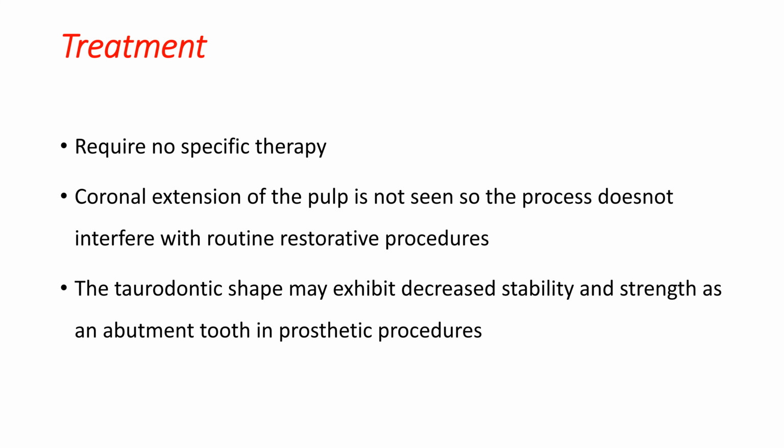If endodontic therapy is required, the shape of the pulp chamber frequently increases the difficulty of locating, instrumenting and obturating the pulp canals. So this is the treatment for a taurodontic tooth. This is all about taurodontism: basically the clinical features, how the tooth looks, how the tooth looks in a radiograph, and the treatment for a taurodontic tooth.